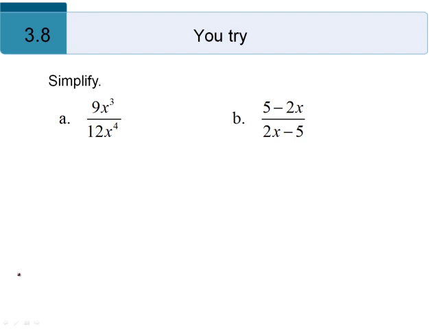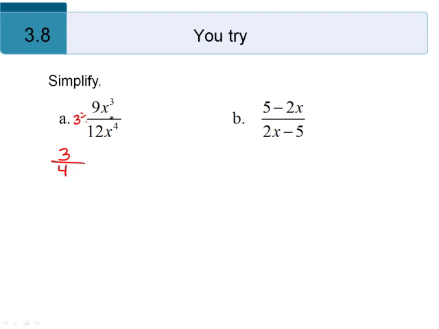So letter A, this whole section is about simplifying rational expressions, which basically just means you factor the top, you factor the bottom, you cancel what you can, and whatever's left, that's your answer. Now, on letter A, you can't really factor anything because there's just one term on top and one term on the bottom. So you're just going to simplify as much as you can. So 9 over 12, they both have a common factor of 3. So if I reduce by 3, I'm going to get 3/4.